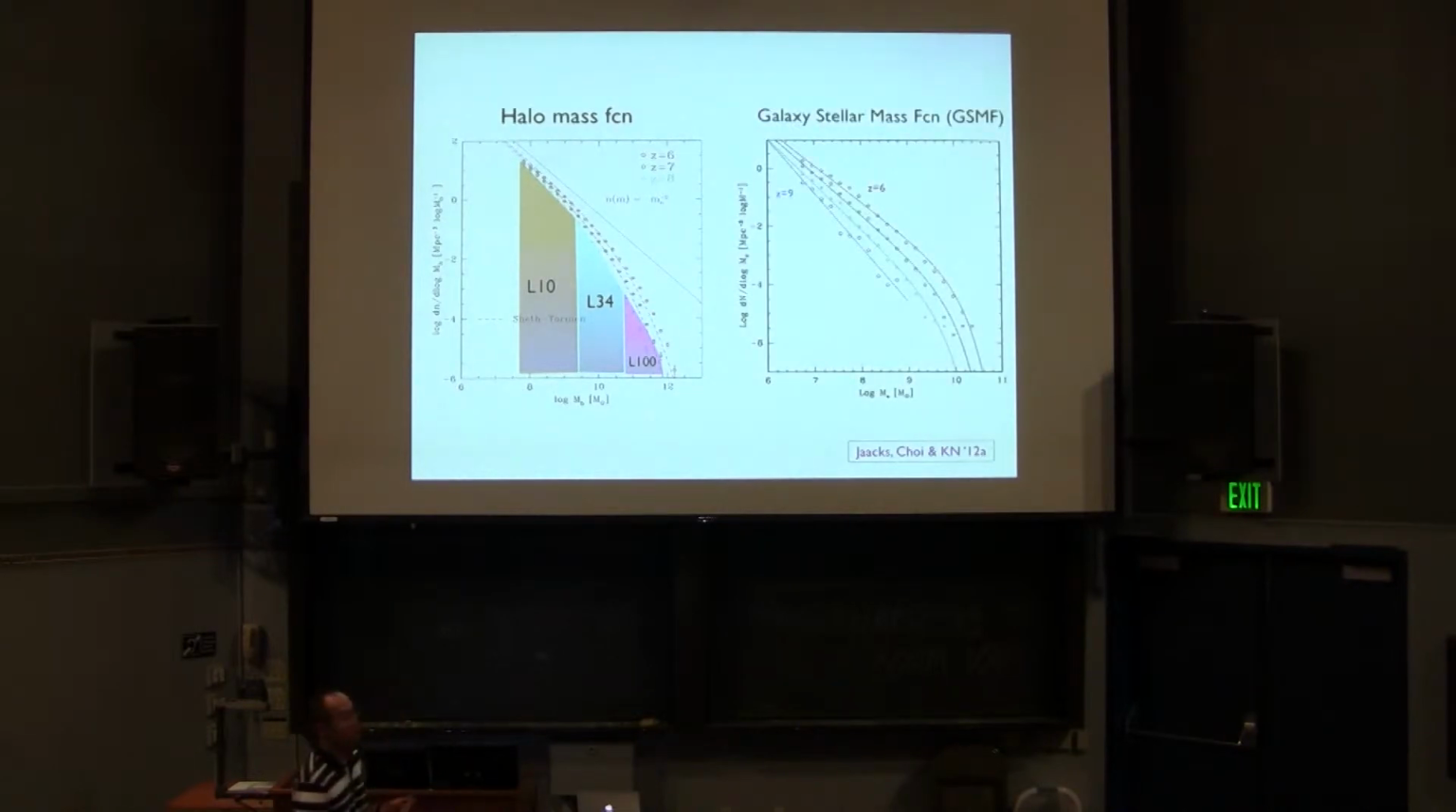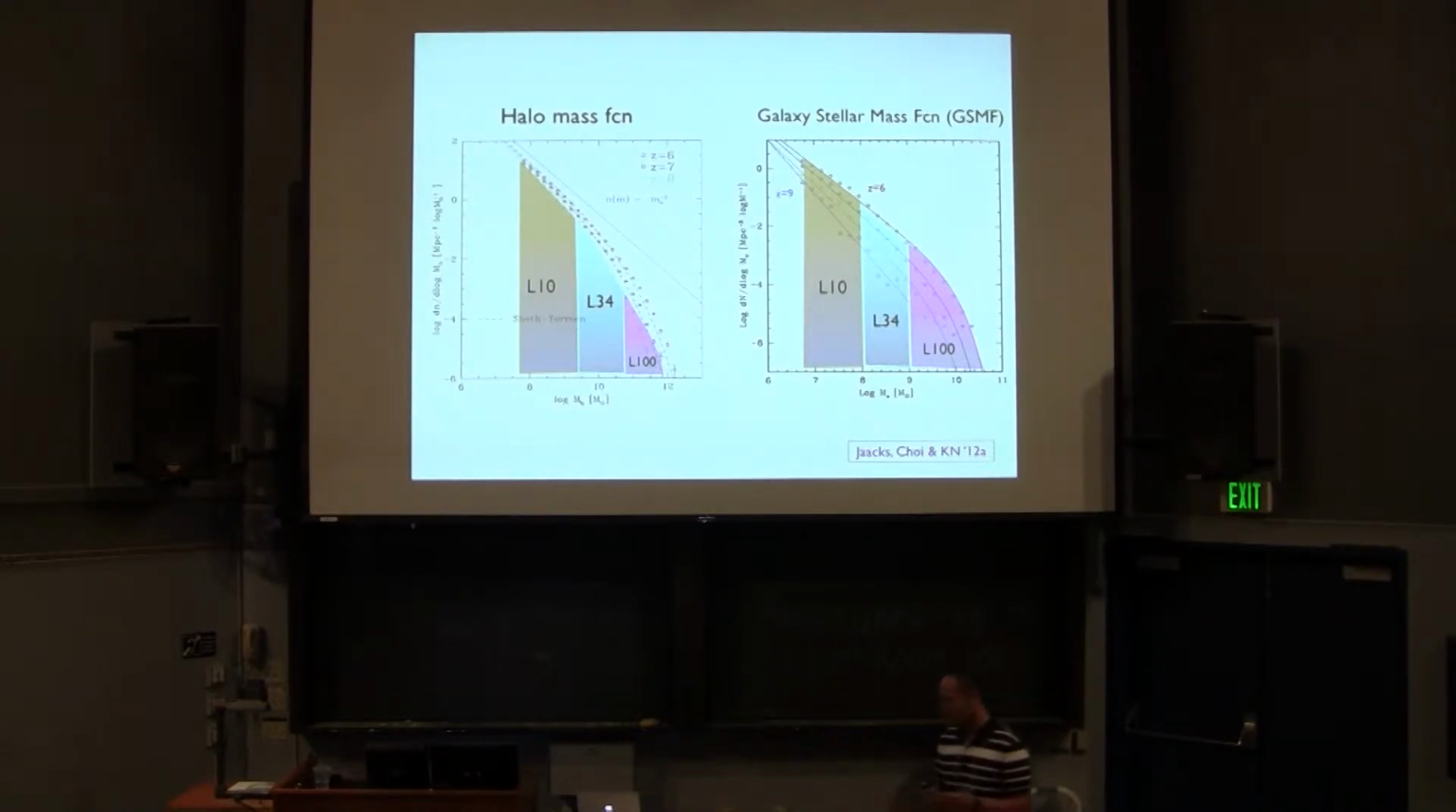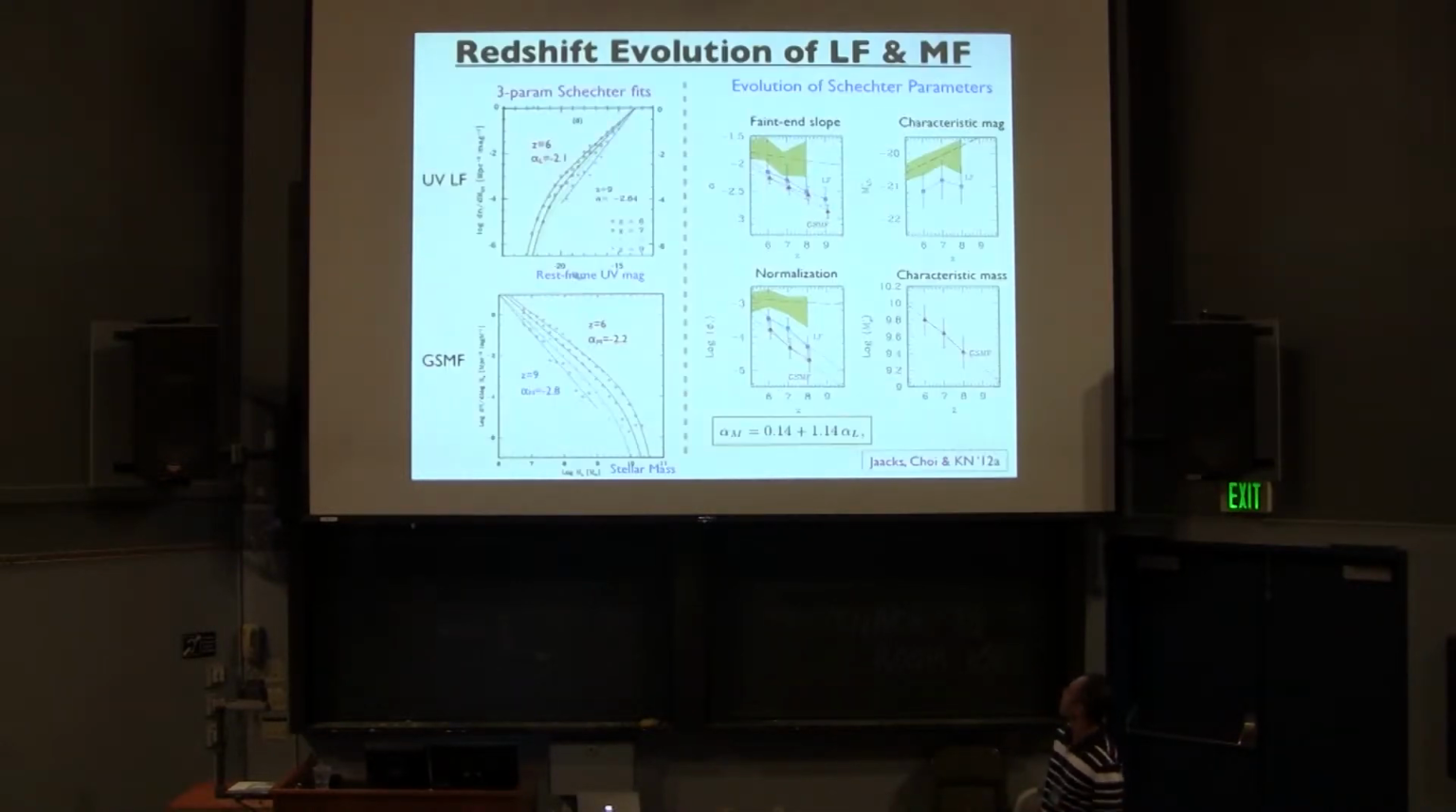Likewise, when you look at the galaxy stellar mass function, we can do the same. So we utilize different boxes to infer different parts of the galaxy mass function. We stitch them together, form a composite stellar mass function, and try to get cosmological implications from these simulations.